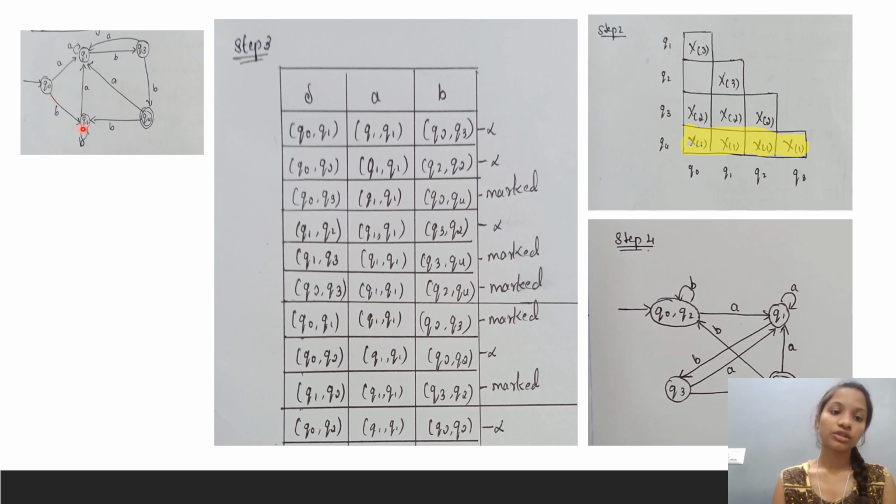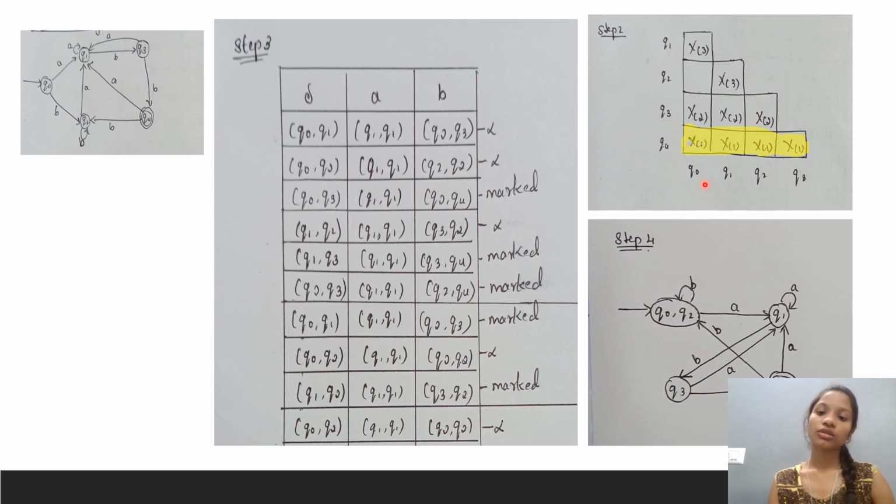Q0 upon B it is going for Q2, and Q1 upon B it is going for Q3. Okay, these are the states. Now we have to check whether Q2 comma Q3 is marked. Q2 comma Q3 is not marked yet, so this state won't be marked.